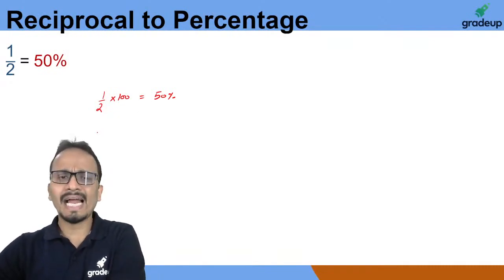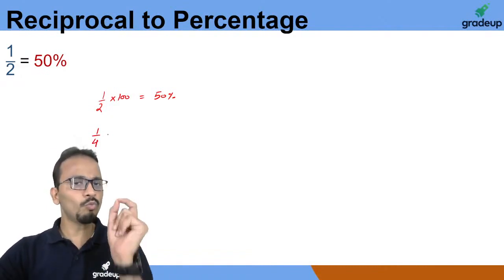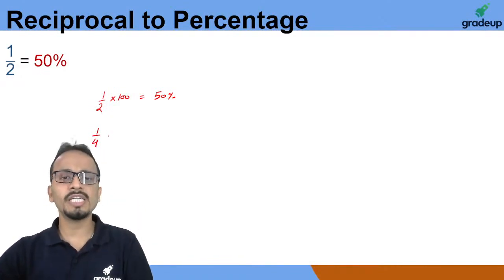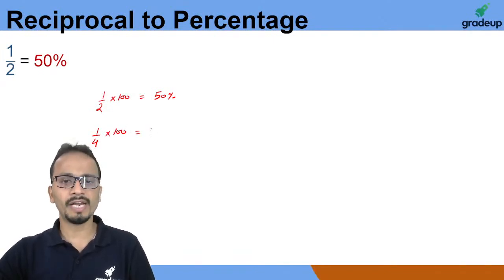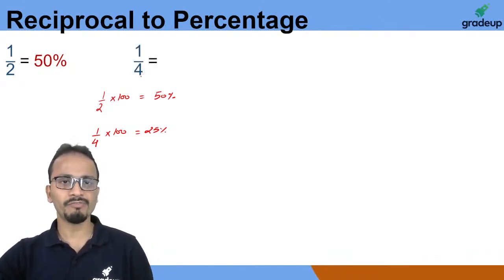Likewise, if I take any random fraction, let's say 1 by 4. If I want to convert 1 by 4 into its percentage equivalent, I'll multiply it by 100. So 100 divided by 4 will be 25%. All right. So I want to calculate the value of 1 by 4.